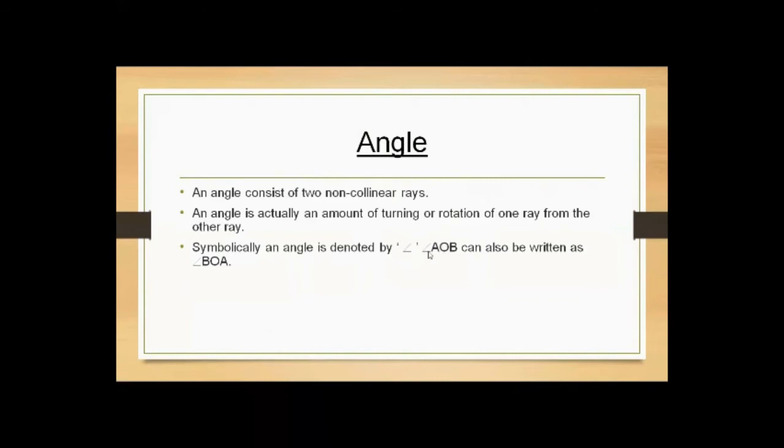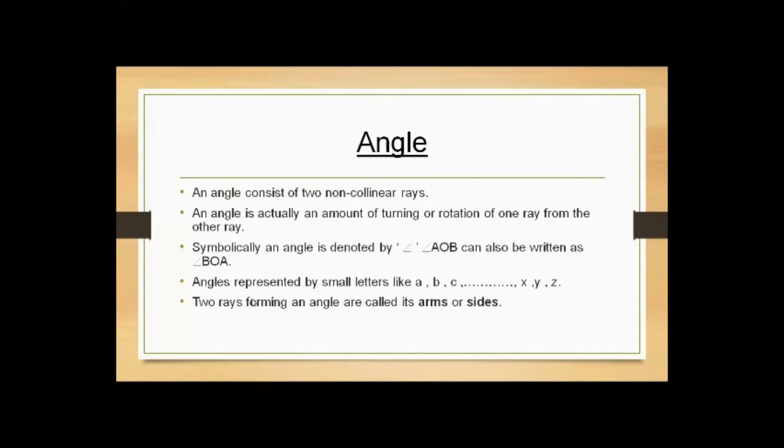This symbol is used for angle. Here we write angle AOB, which can also be written as angle BOA. Angles are represented by small letters like small a, small b, small c, and up to x, y, z. Two rays forming an angle are called its arms or sides. The common endpoint of the two rays is called the vertex of the angle.